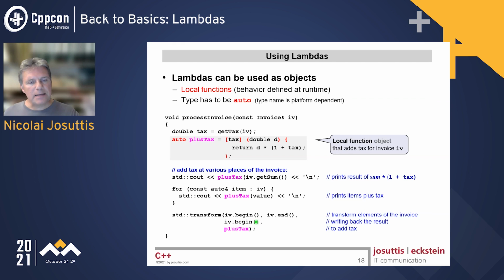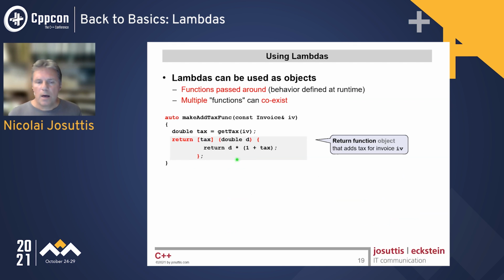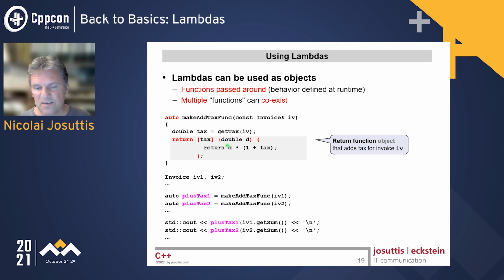So we can slightly modify this example because I told you already, plusTax is not a function pointer or something like that. It's not that this function can only be used here inside. So we can do the following. We can say, okay, for this invoice, create a function that can add tax and return it. So you return a local function object that adds tax to this invoice. Look how this can be used.